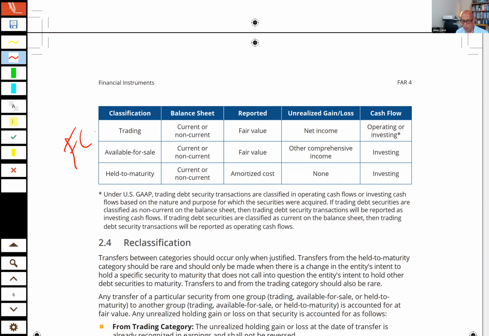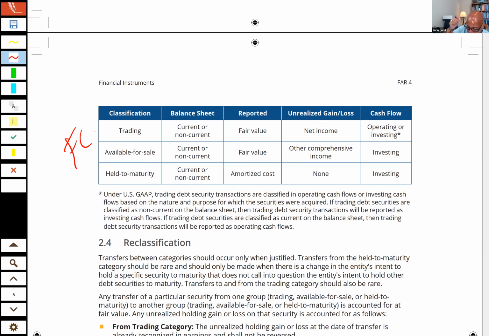For our measurement, we report on the balance sheet at fair value for trading and available for sale, and amortized cost for held to maturity. Unrealized holding gains and losses go to the income statement for trading. They're part of other comprehensive income for available for sale. And if it's held to maturity, we don't have to calculate those. Okay. Where do we report these unrealized holding gains and losses on the statement of cash flows?